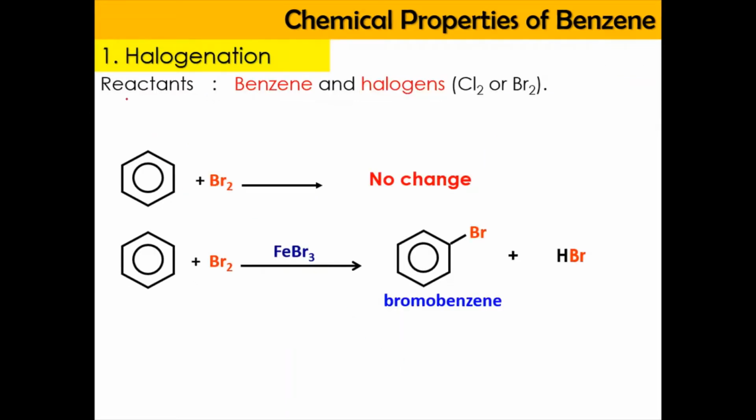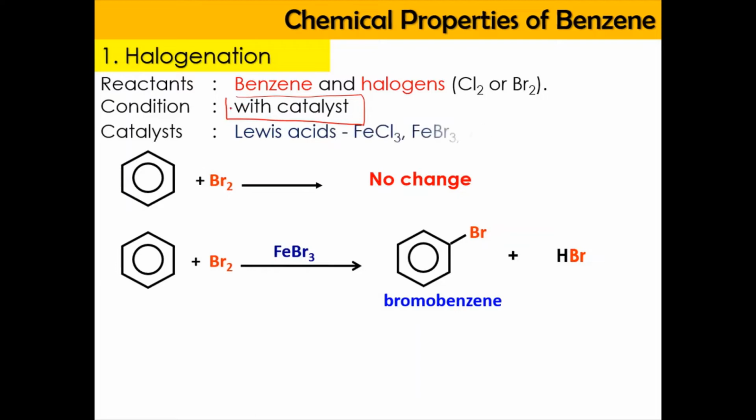So now let us look into halogenation first. For halogenation, we have the reactants benzene and the halogen. We also need the condition where it must be in the presence of a catalyst. An example of the catalyst that we can use is a Lewis acid, which is FeCl3 or FeBr3. If benzene is reacted with bromine without the catalyst, there will be no change in the reaction. So it will stay as benzene. And that is why we need to write FeBr3 in order to initiate the chemical reaction.